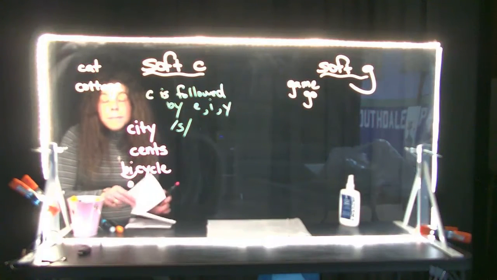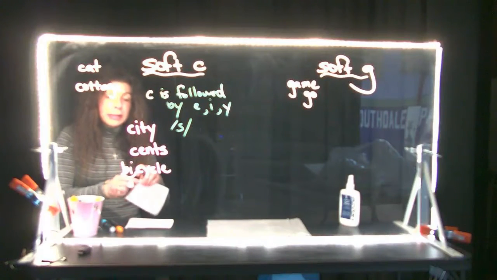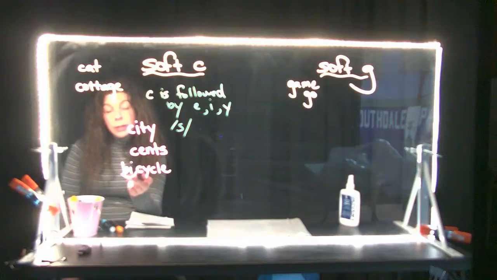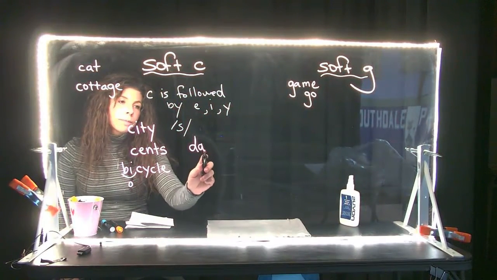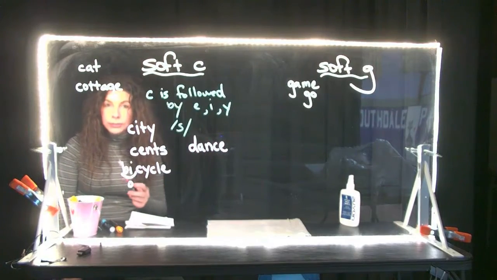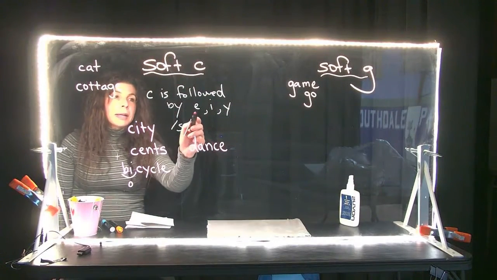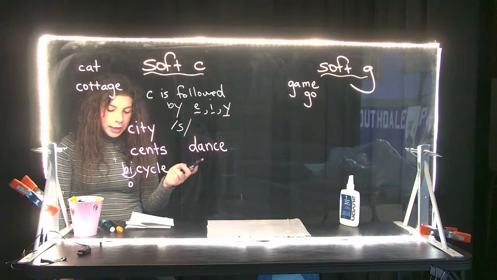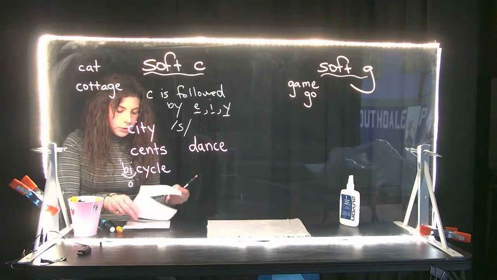There are many words. It could come at the beginning of a word, like in city or sense. It can come in the middle of the word, like in bicycle. It could come at the end of the word, like dance. If a C is followed by an E, I, or Y, it sounds like an S. Okay, so do you have that in your head?